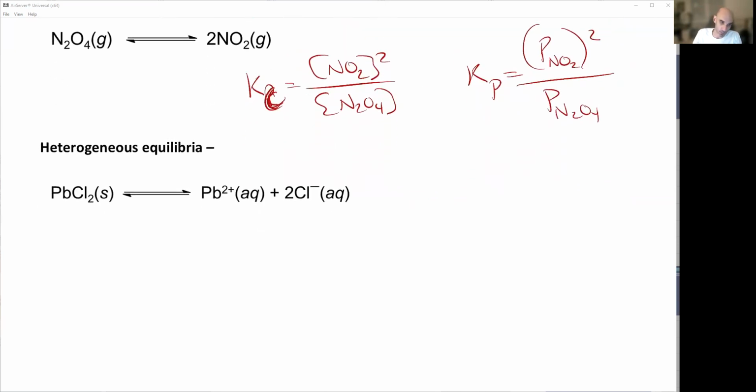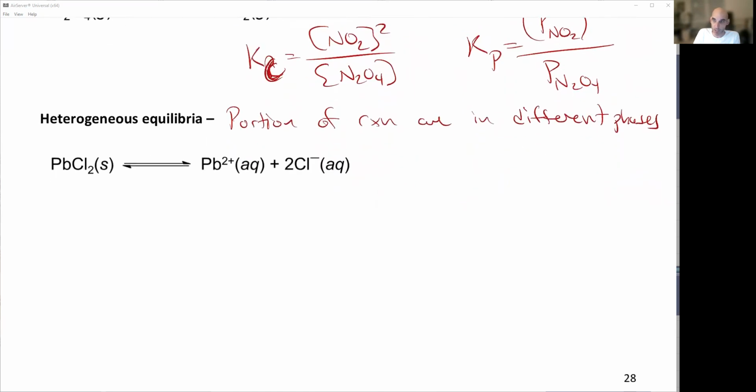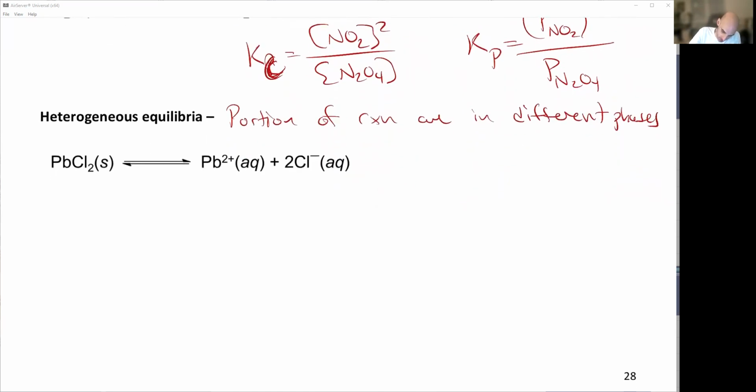Heterogeneous equilibria is when portions of the reaction are in different phases. So if we want to write the equilibrium constant for this, Kc is equal to my products, lead 2+, chloride squared, all over my reactants, which is lead chloride.